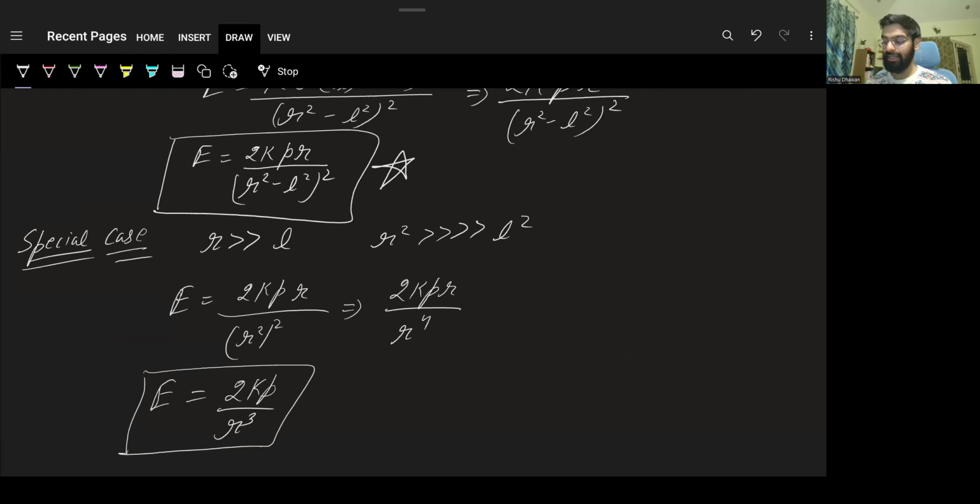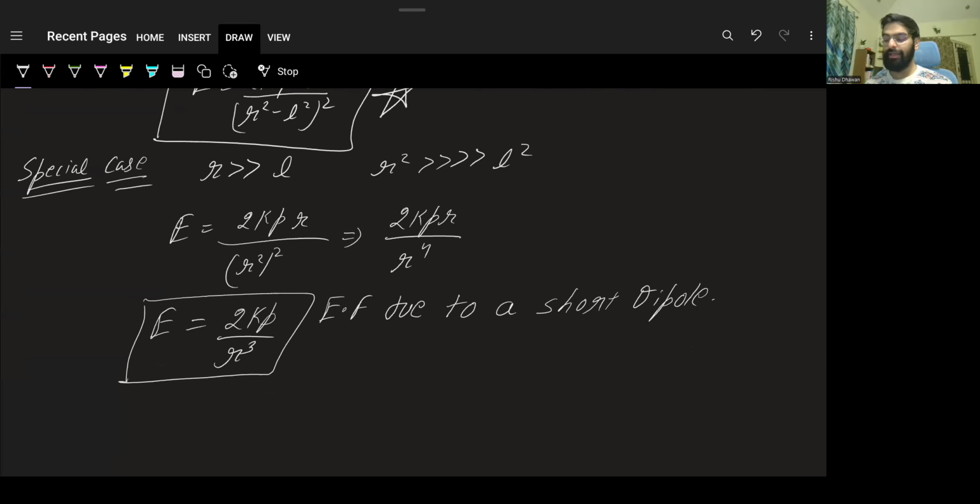So this is what we say, electric field due to a short dipole. Right? This is the electric field because of a short dipole. So this formula we are generally using. This formula we will use a lot of times. So remember that E is inversely proportional to R cube. P is your dipole moment. Correct.